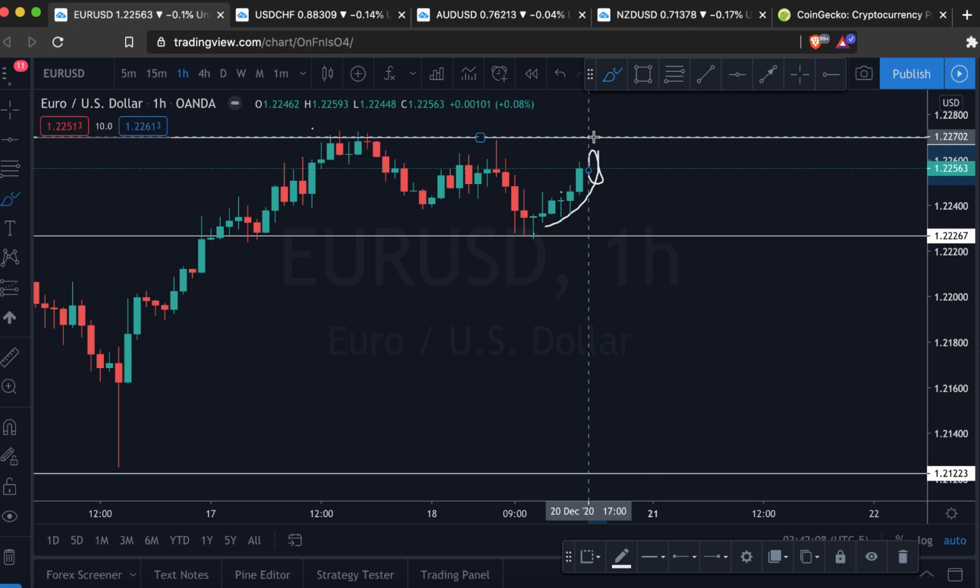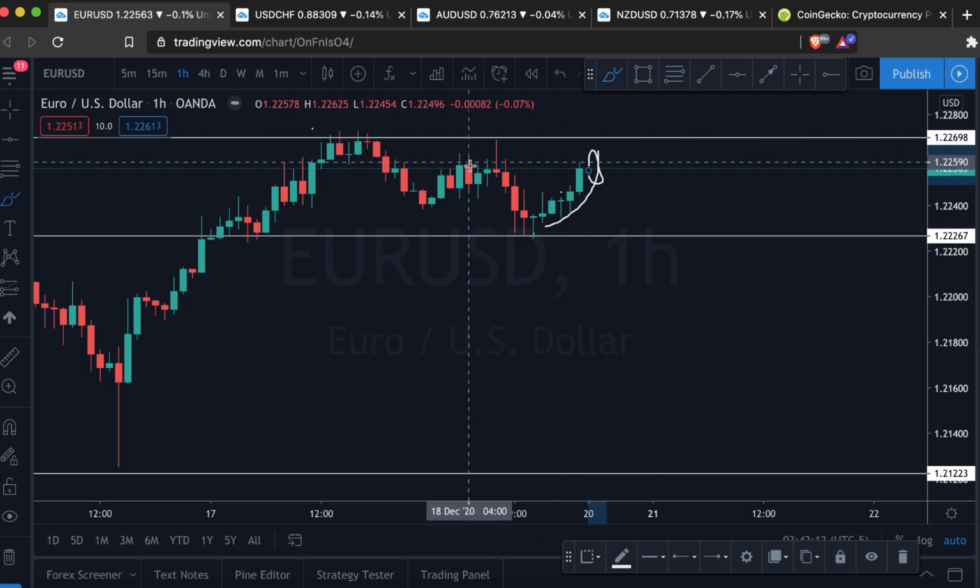And also, you've got to look at the recent past. Now remember this one thing: what qualifies for a good support or resistance is multiple touches, right?